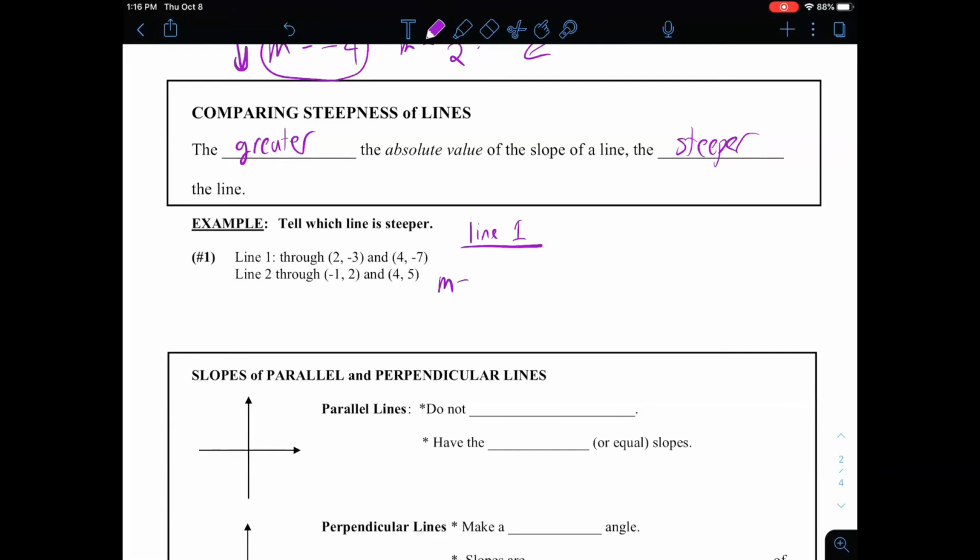So m equals, I'm not going to label the points, we're just going to get right into it. We should know how to do this formula here. So we're going to do y2 minus y1, so I'm going to do negative 7 minus, I'm going to do plus 3 actually. I'm not going to do minus negative 3. I'm going to do negative 7 plus 3 over 4 minus 2.